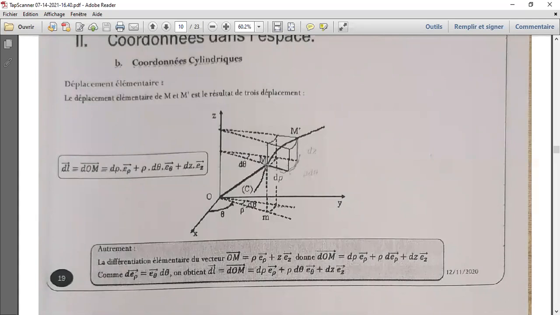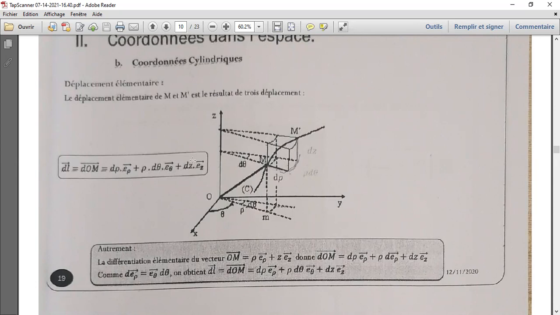So this M moves first, changing. If you check down here, this is the M which moves. So we see here that there's a theta which is changing, d theta, but this point is moving in the same circle. There's no movement outside or going inside. So the rho is still the same. What changes is d theta. So it will be rho, which is the same, times d theta, e theta. This is the first part here.